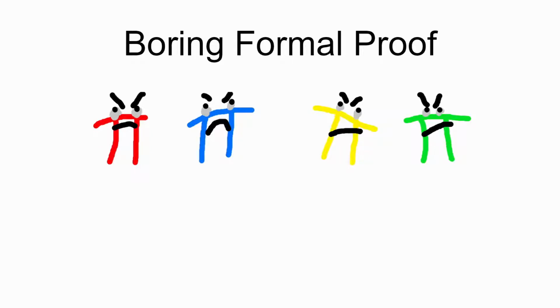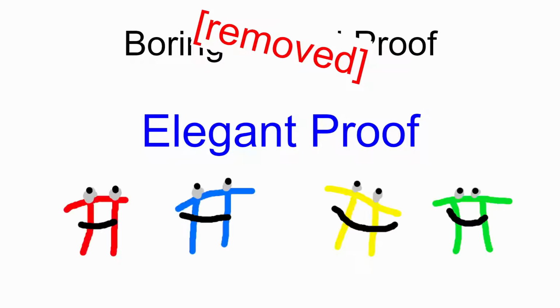I don't know what these things are, but they do not look very happy. You don't like boring formal proofs? Do it our way or suffer? Well, okay, fine. Let's instead do an elegant proof to show that there are infinitely many primes. Oh wow, these things are back, but at least they're happy now.